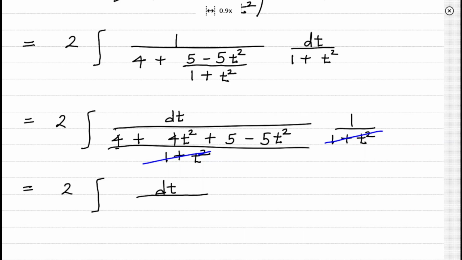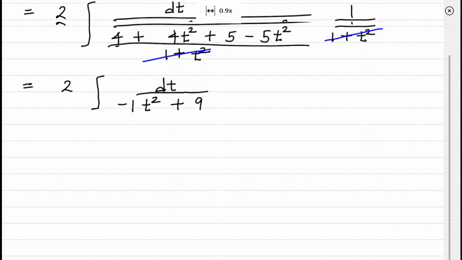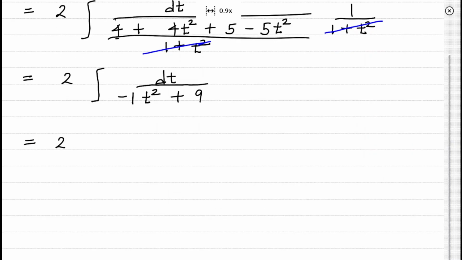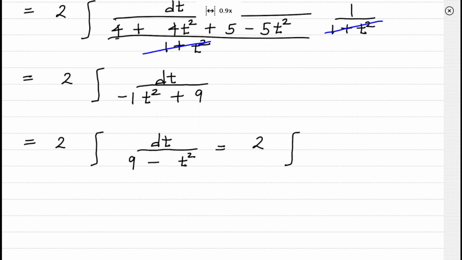okay, so we have 4 minus 5t square, which is minus 1 t square. Okay, 4 plus 5 is 9. I hope that makes sense. So this can be written as 2 integral of, to make it look cleaner, we can write it as 9 minus t square. It's the same thing, right? And 9 is nothing but 3 square. So this is 2 times integral of dt divided by 3 square minus t square.